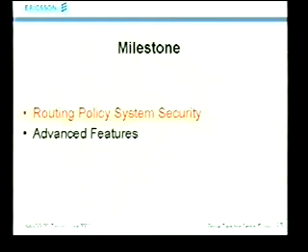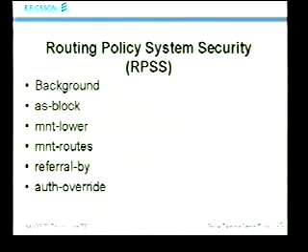Okay, routing policy system security. I'm going to talk about the background, AS-block, mnt-lower that I mentioned a few moments ago, mnt-routes, referral-by, and auth-override.